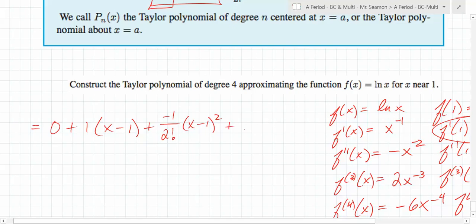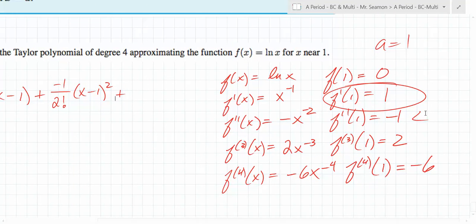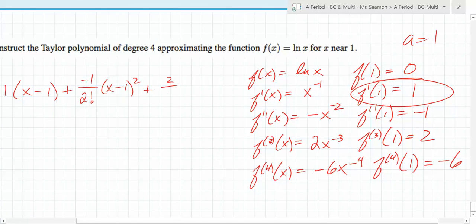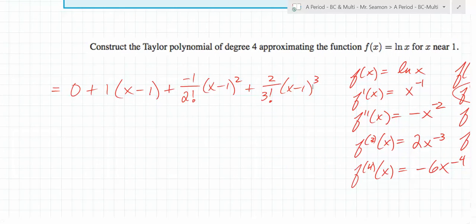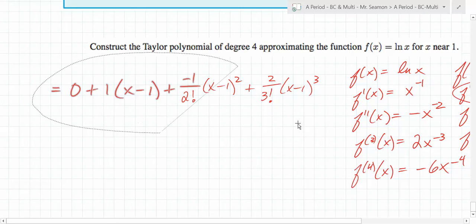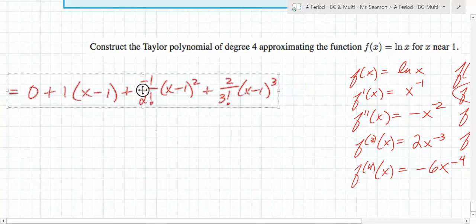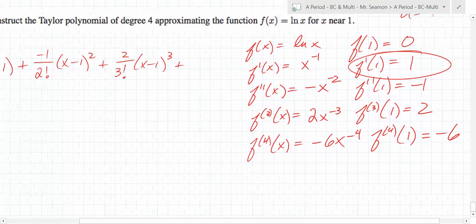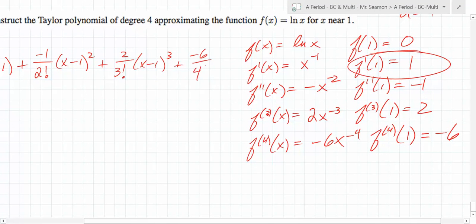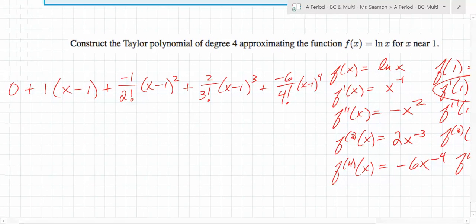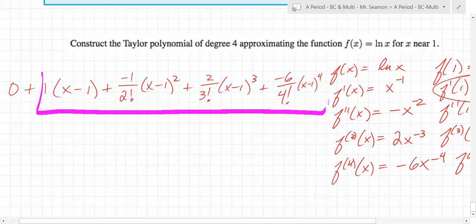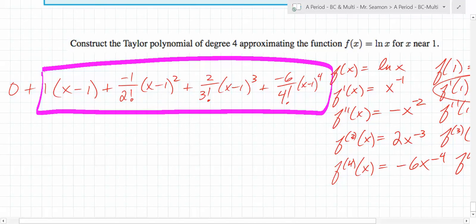What do we have to add to this? Well, what's the next one? Oh, it's going to be negative. Is it negative 1, right? No, it's 2. Thank you. 2 over 3 factorial x minus 1 to the third. Are we done yet? No, because what degree are we supposed to go to? And what degree are we at now? 3. What's the next one going to be? Negative 6 over 4 factorial x minus 1 to the 4. There it is, right there, everybody. This right here is the Taylor polynomial of degree 4 approximating the function ln x for x near 1.